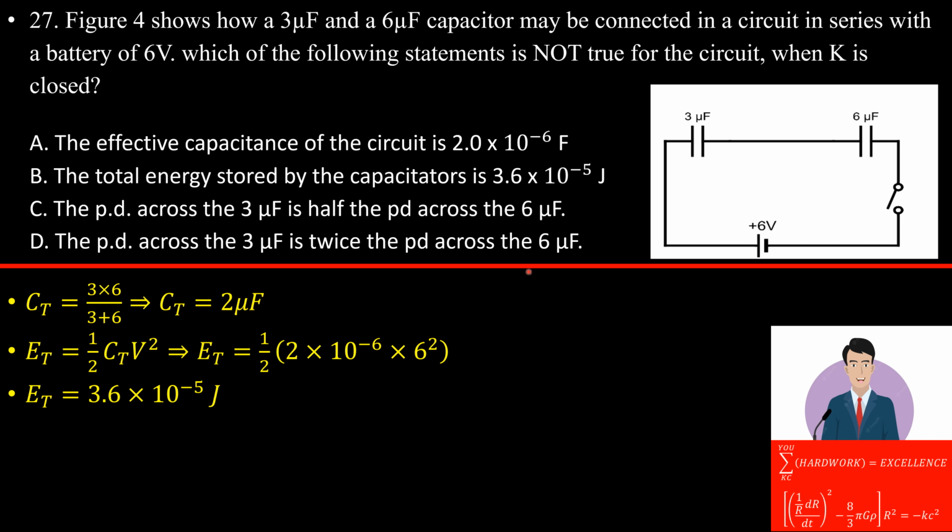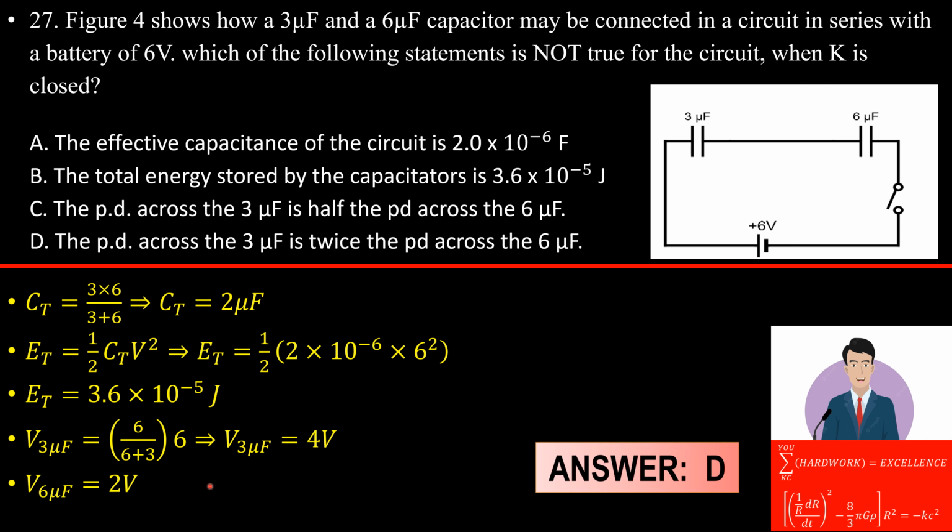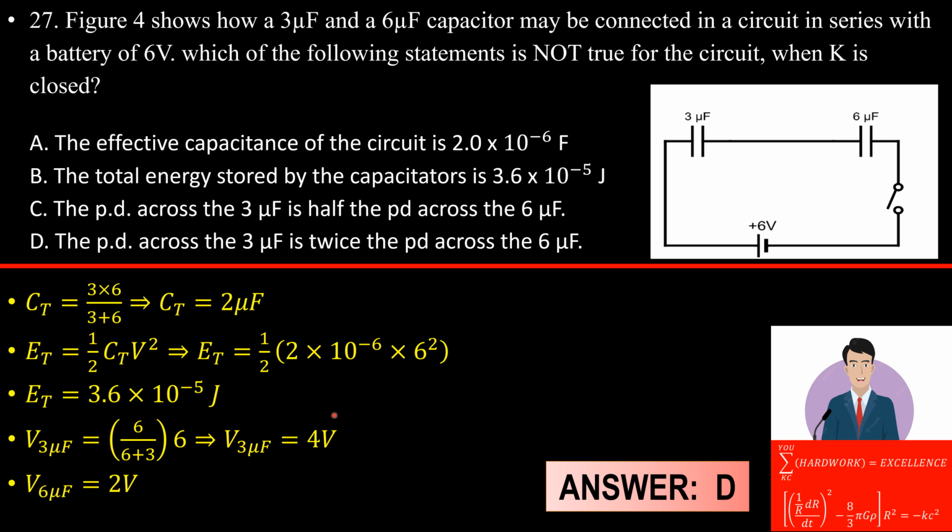You don't even have to calculate it. The answer is actually D. But if you have to calculate it, the PD across the 3 microfarad capacitor will basically be 6 divided by 6 plus 3, multiplied by V. So they obey the potential divider rule just like resistors, but for capacitors you take the other one first, divided by this one plus the other, multiplied by the PD. Perfect. And so our answer is D, because the PD across this 3 microfarad capacitor is twice the PD across the 6 microfarad capacitor.